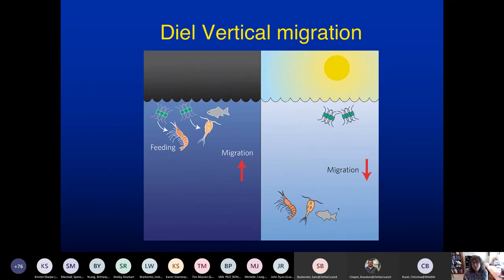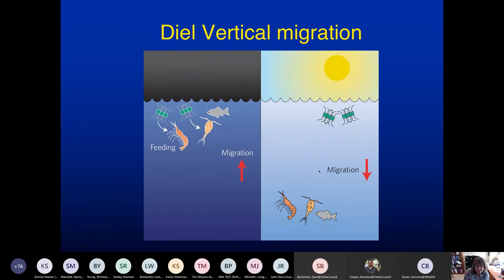So I'm going to focus this talk on diurnal vertical migration, so I'm going to define that first. Diurnal vertical migration is the rise of many planktonic organisms to the surface at dusk, and the descent away from it just before dawn. So they're up in the surface waters at night, and they're down in the deep waters during the day.